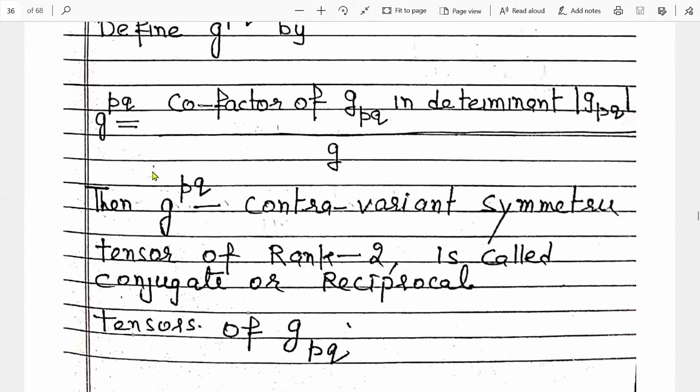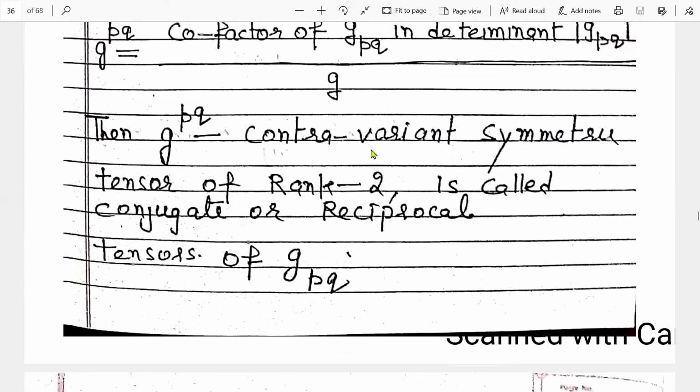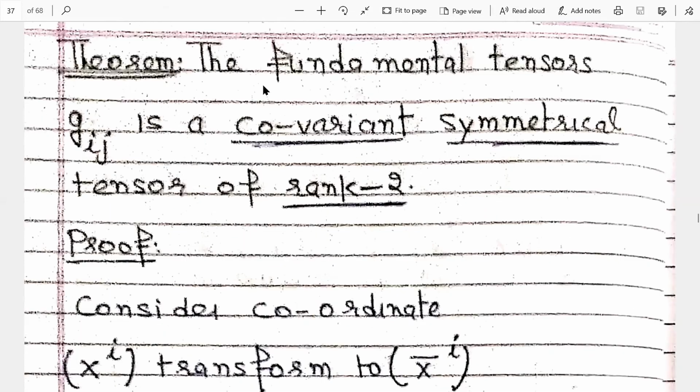Now this g upper pq is, number one, contravariant. Number two, a symmetric tensor of rank 2, and it is called the conjugate or reciprocal tensor of gpq. So how can we find this term? This is the cofactor of gpq in the determinant gpq over g. Now, the fundamental tensor gij is a covariant symmetrical tensor of rank 2, right?